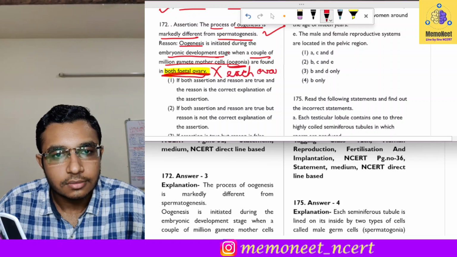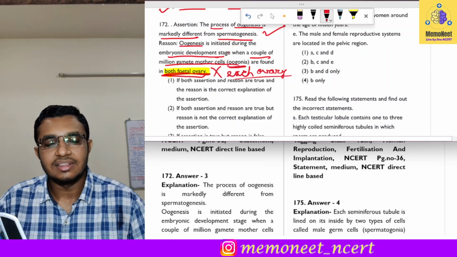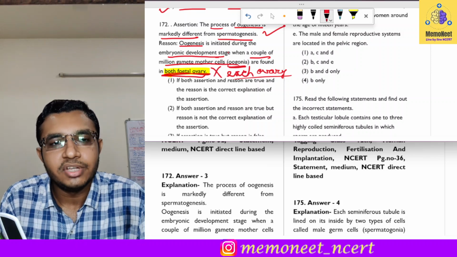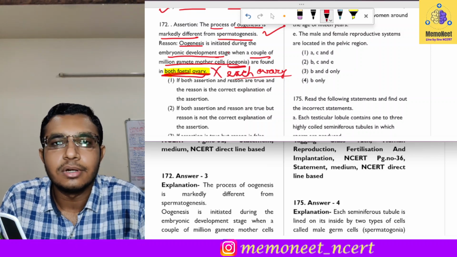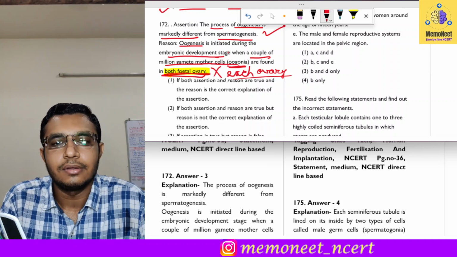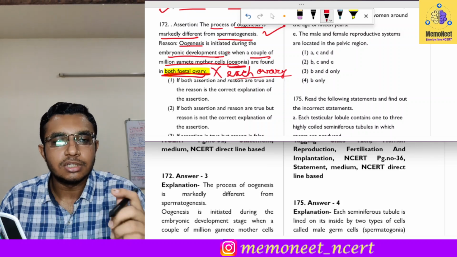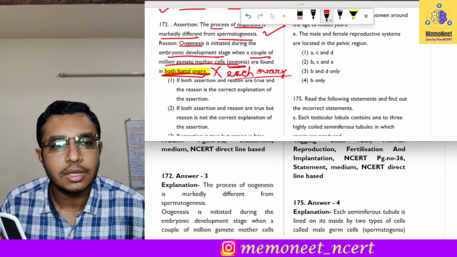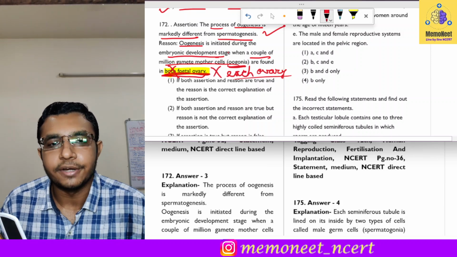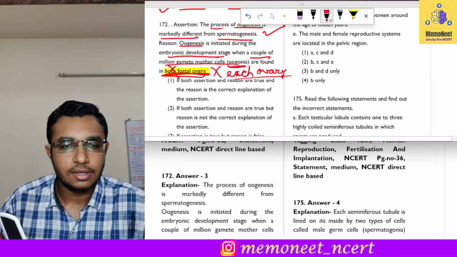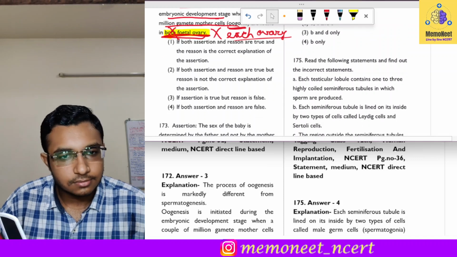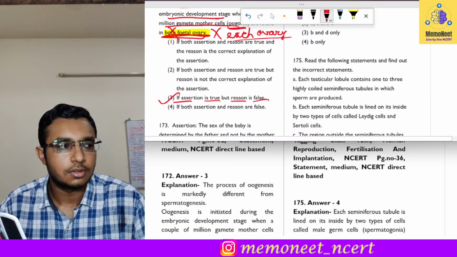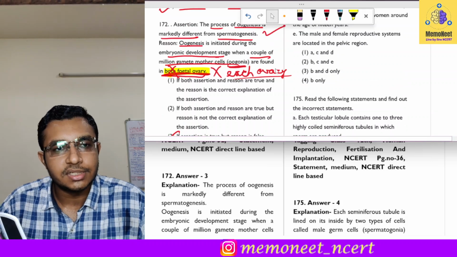Now see, in the given reason it is stated that in both fetal ovary combined we are finding a couple of million oogonia. So that is incorrect, because in each ovary the millions of oogonia are found, not in both fetal ovary combined. So the reason is incorrect. So here the correct answer of this question will be option 3, that is the assertion is true but the reason is false. I hope you are clear with this question.